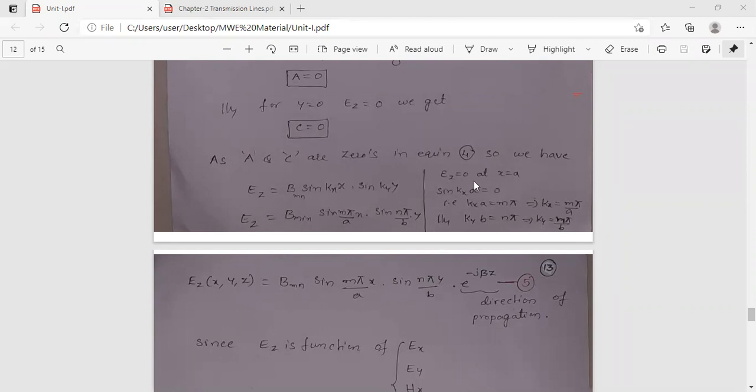And then, Ez equal to 0 when x is equal to a. When we take x equal to a here, then Ez will be equal to 0 there, because kx sin 0 is 0. This total term will be equal to 0, and Ez will be equal to 0. So kx into a will be m pi, in terms of sine inverse of 0, which is nothing but m pi here. Then kx value will be equal to m pi by a, and ky value will be n pi by b. So replacing that, we'll get this standard equation.